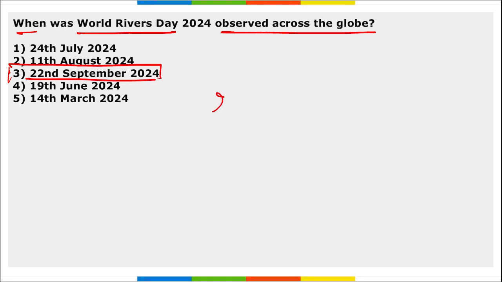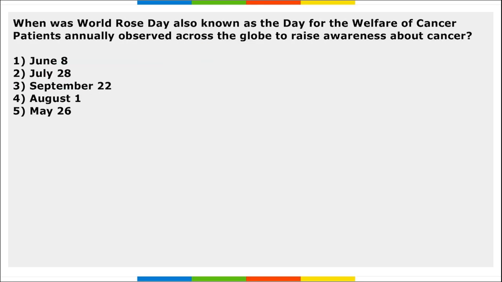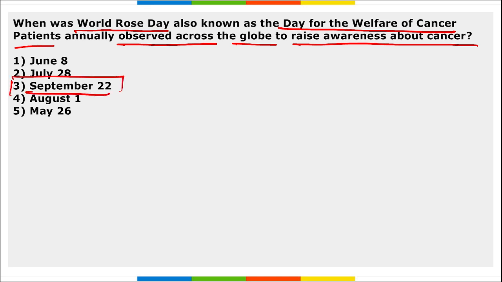Right, for the first time it was observed in 2005, and it creates awareness about the rivers, their importance, why should we preserve them, and what role do they play in our daily life. Next, when was World Rose Day, also known as the Day for the Welfare of Cancer Patients, annually observed across the globe to raise awareness about cancer? So, we observe this day on 22nd of September, and it is to basically raise awareness about cancer.